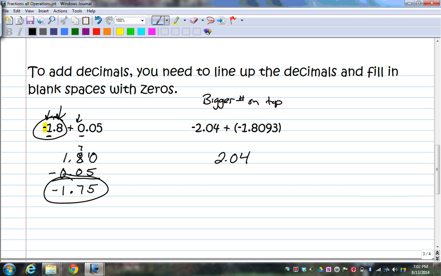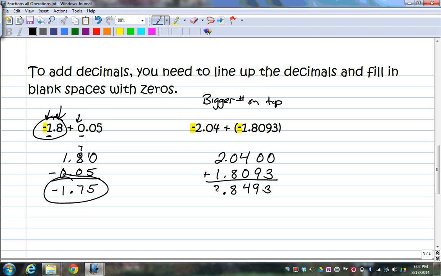I'm going to line up the decimals, 1.809, oops, 2.04, and I'm going to fill in the blank spaces with zeros. Now, these are both negative, so I have a negative here and a negative here. My rules say if the signs are the same, you add the numbers. So I'm going to add them. This is 3, 9, 4, 8, decimal straight down.